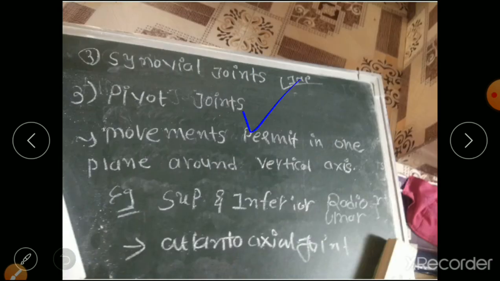Next is pivot joint, third. Movement is permitted in one plane, around the vertical axis and transverse plane. Any one movement is allowed. Examples are the superior and inferior radioulnar joint and the atlantoaxial joint, that is between the atlas and axis bones of the cervical spine. These joints are examples of pivot joint, which allow only one axis of movement, that is the vertical axis.